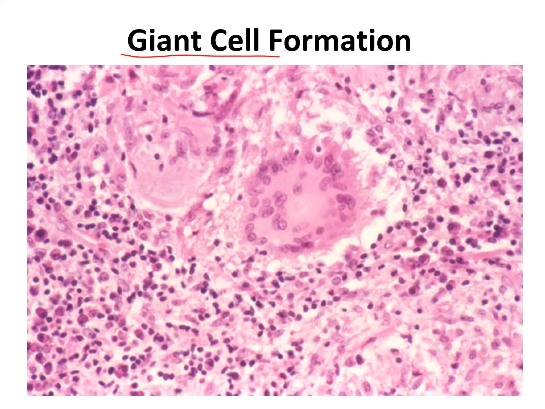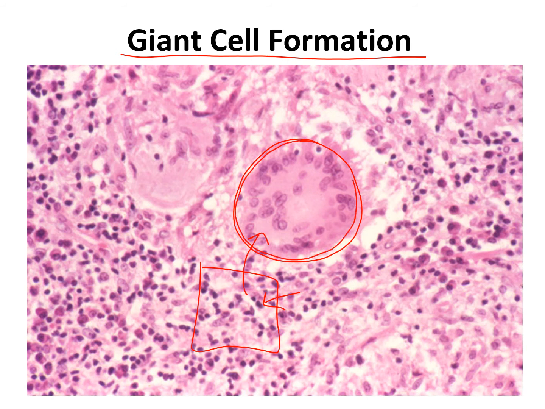Also, there is giant cell formation. Giant cell formation is when many cells fuse together to form a giant cell. So if this is the normal tissue, often when these cells get infected with a virus, they will fuse together. And so what you will observe is something that looks like one giant cell with many nuclei in it. And that indicates a possible viral infection.